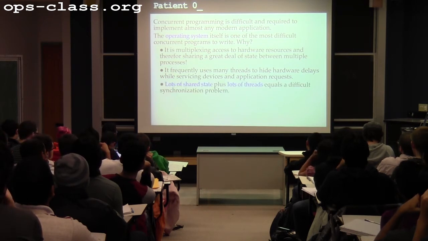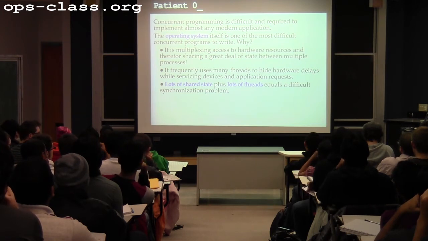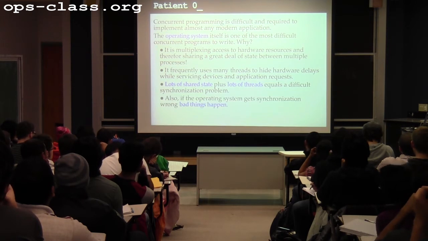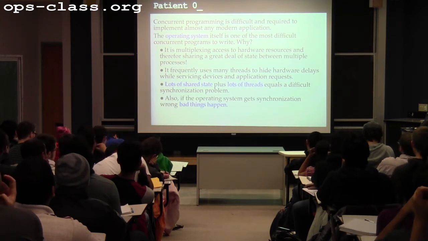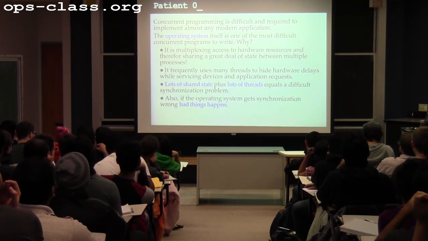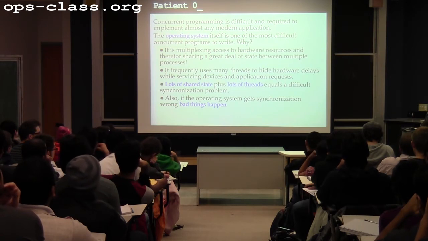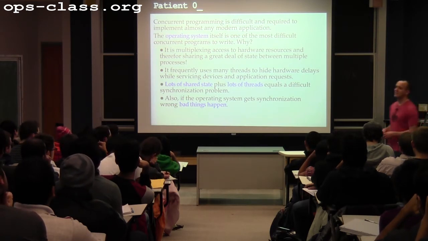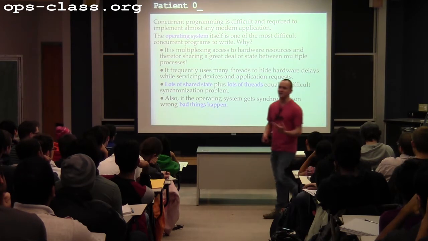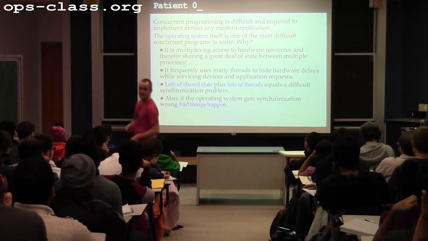And then finally, we have lots and lots of shared state. The shared state is normally associated with the fact that at the underlying level, these are shared resources. And of course, if you get the synchronization wrong in your program, your program crashes. If you get synchronization wrong in the operating system, everybody's program crashes. So people tend not to like that.